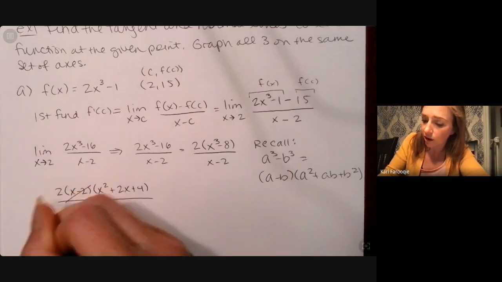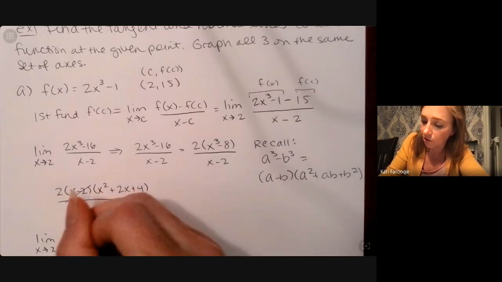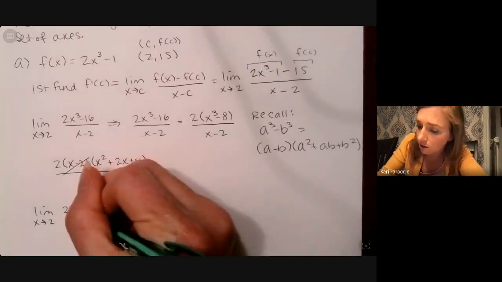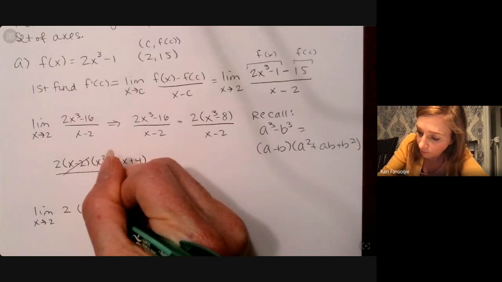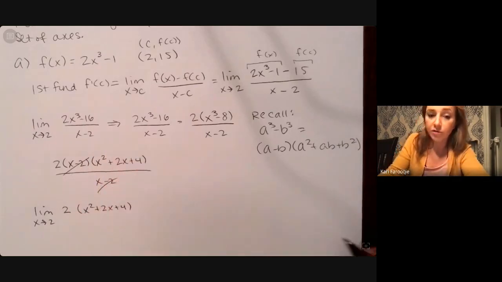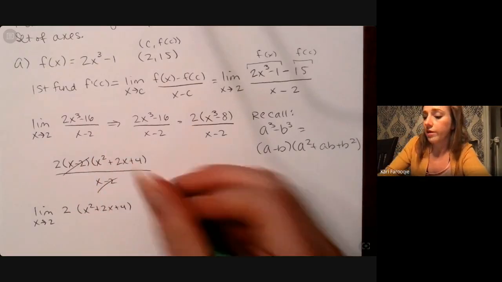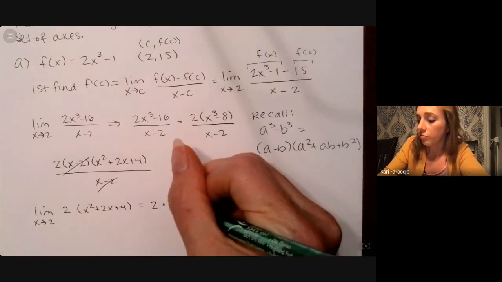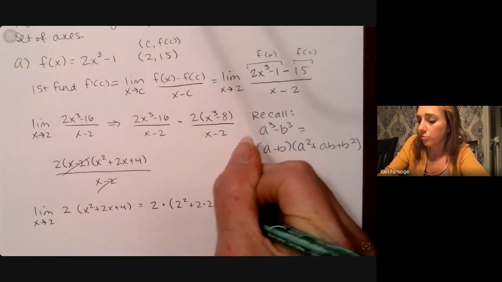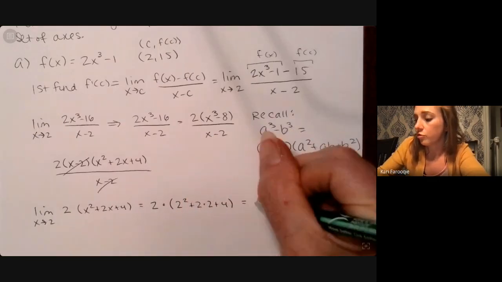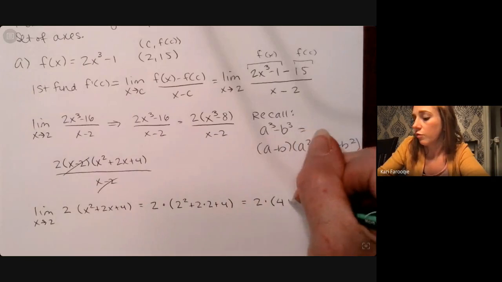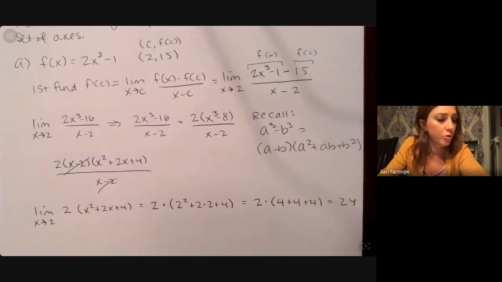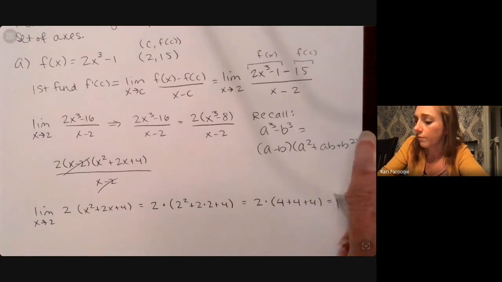So now that you know that, go ahead and put it back in your limit. If you want, you could put the 2 in front of your limit. You don't have to leave it inside. Leave that up to you. But the denominator is now 1, so you don't have to worry about that. So this would be just 2 times 2 squared plus 2 times 2 plus 4, which is 2 times 4 plus 4 plus 4. 4 plus 4 plus 4 is 12, times 2 is 24.